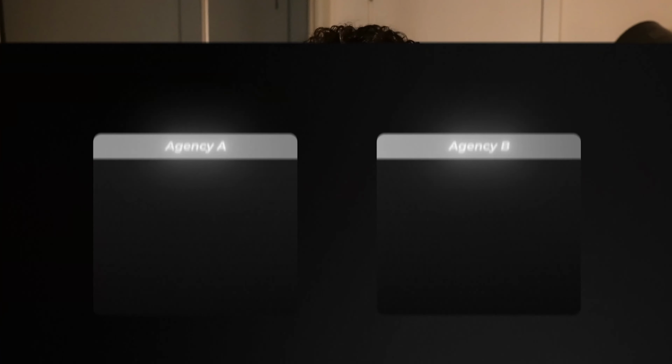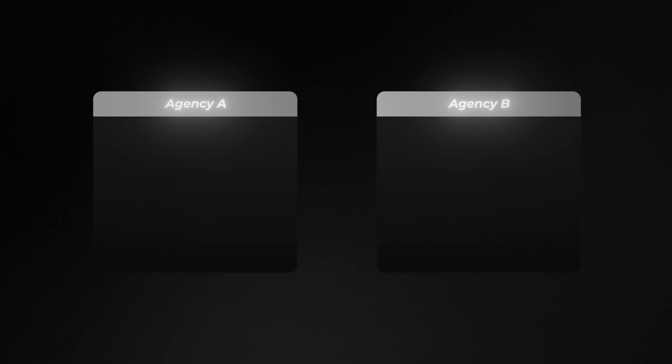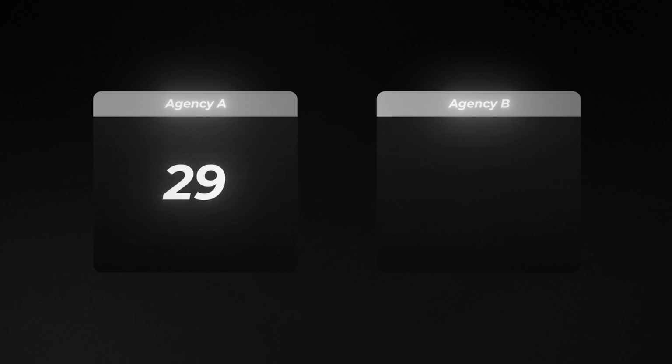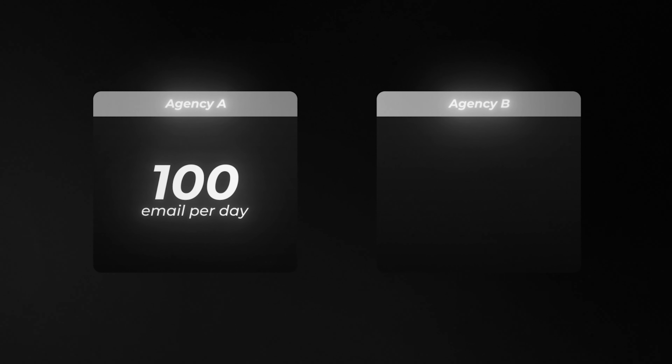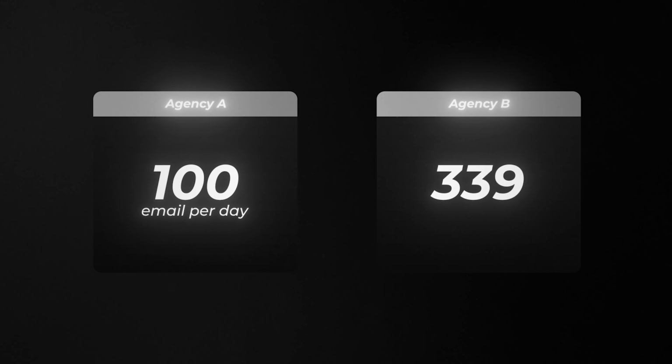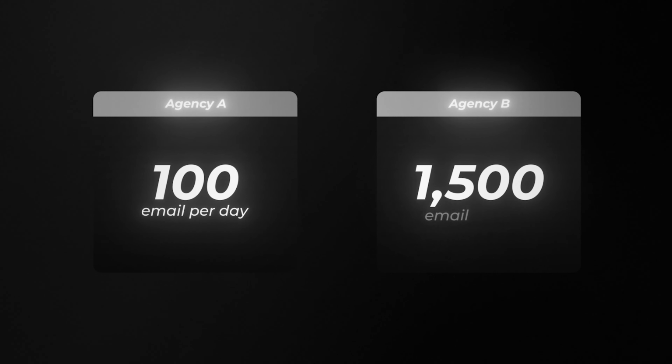So I want you to think about 2 agencies right now, Agency A and Agency B. Agency A sends about 100 manual emails a day, whilst Agency B is able to send 1,000 to 1,500 emails every single day. Who do you think will scale faster? You see, no matter what anyone tells you, volume simply negates any luck. And these days, if you truly want to grow and scale your business, you have to compete with agencies that are sending thousands and thousands of emails every single day.